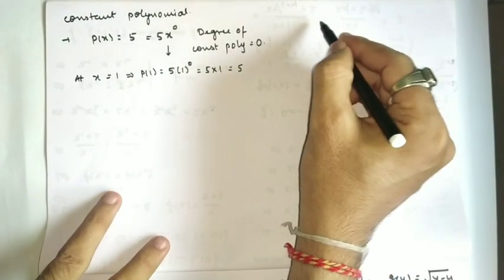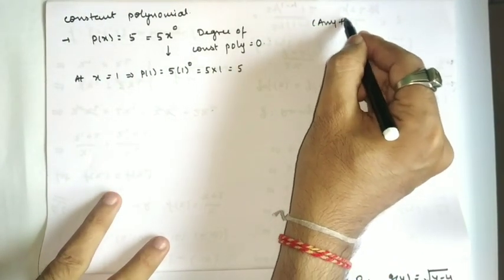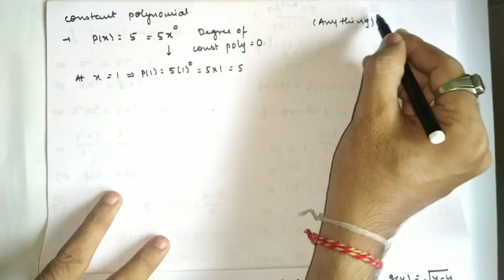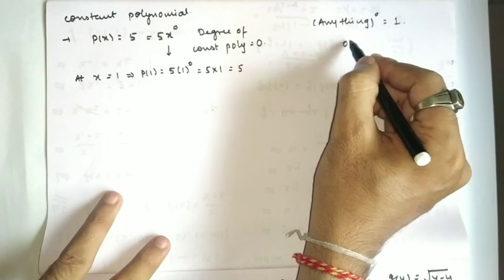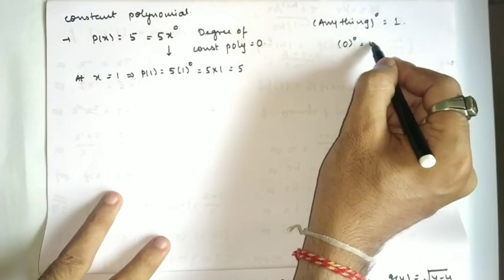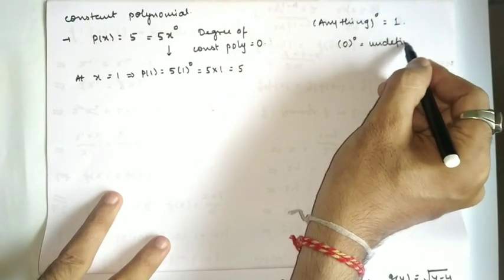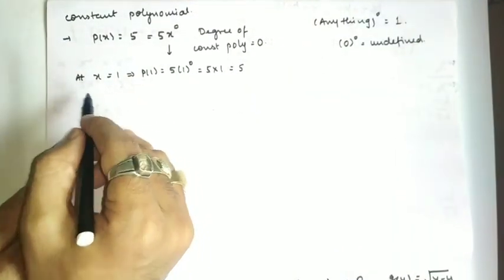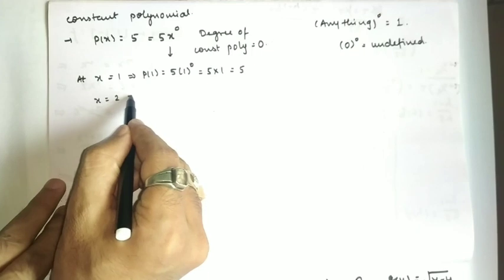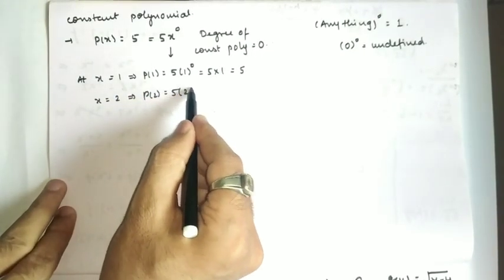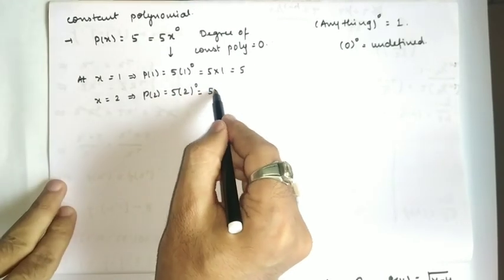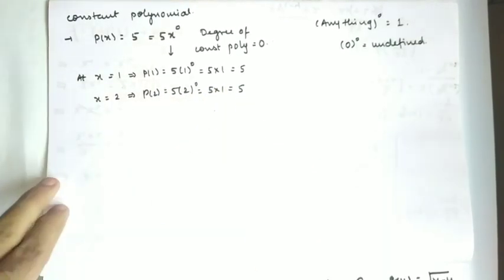Why? Because we know that anything raised to 0 is 1, but make sure that 0 raised to 0 is not 1, it is undefined. We cannot define the value of 0 raised to 0. So I can put any number except 0. P of 2, I will put 5 into 2 raised to 0. Again anything raised to 0 is 1, so the answer is always going to be 5.